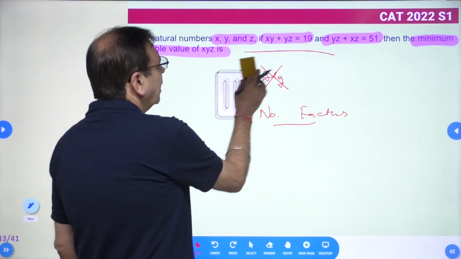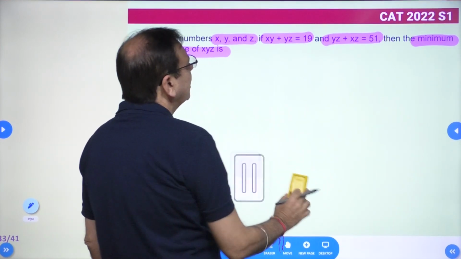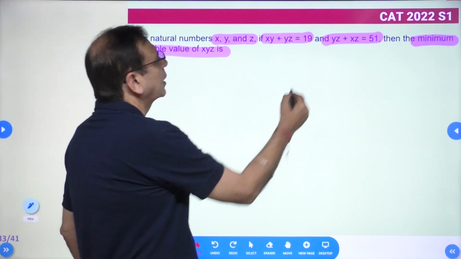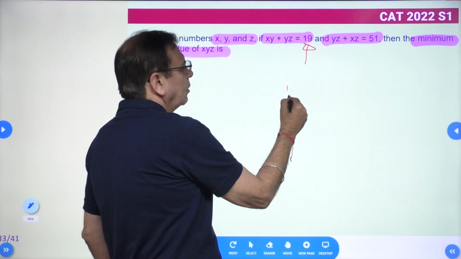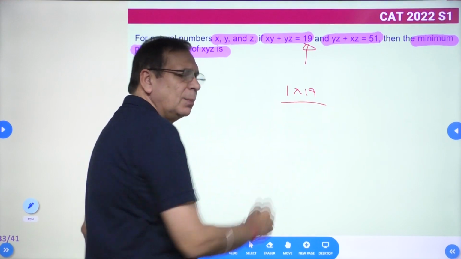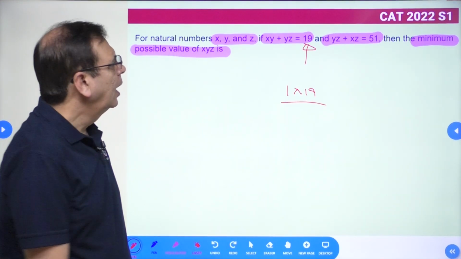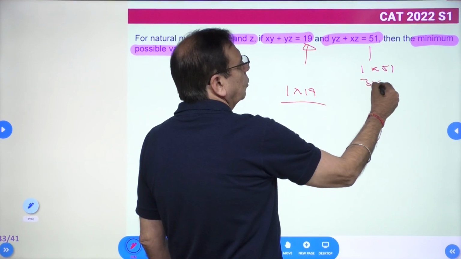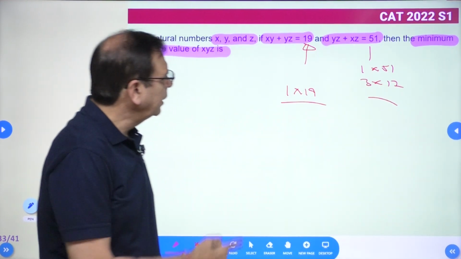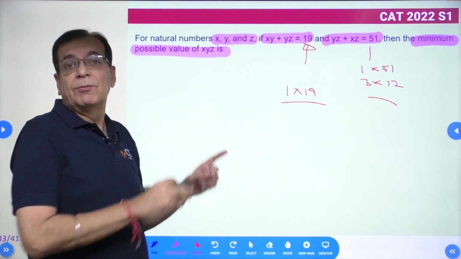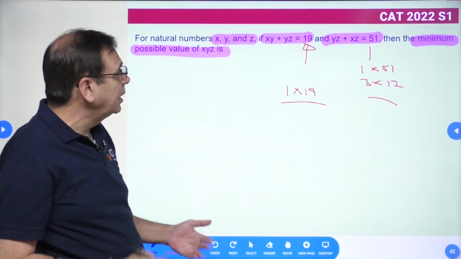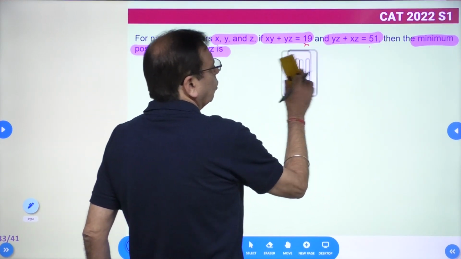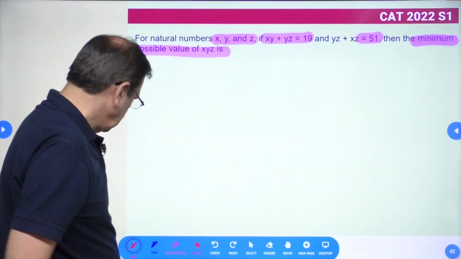Secondly, there's something very intriguing about the question, something which makes it very attractive: this number 19. Why? If I take factors, there's only one pair of factors possible, 1 and 19. 51 could be 1 into 51 or 3 into 17, so there are two pairs. But 19 is a prime number, so in a numbers question, if you have a prime number in front of you, life becomes easier because you have only one factor to worry about. So let's solve it and see what to do.